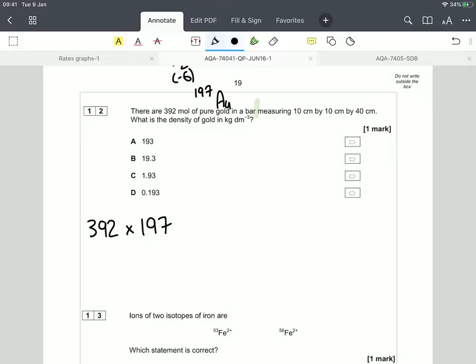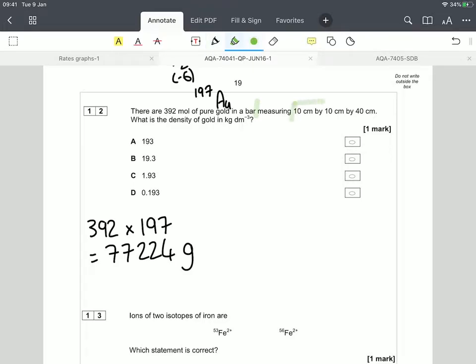I guess 392 moles is quite a lot. Equals 77,224. Now, unit-wise, we mentioned this in an earlier question as well: grams. Anytime you do a mole calc, it's going to default to grams. That might need to be changed in a minute, having read ahead.